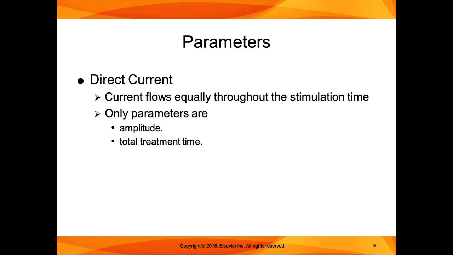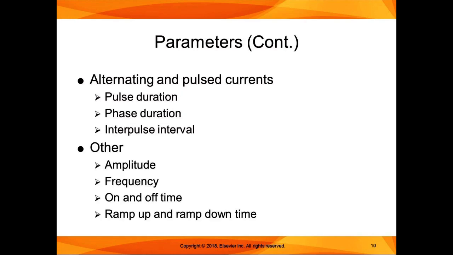In direct current, the only parameters that we have, since the current is flowing equally through stimulation time, there is no pulse duration or phase duration. The only parameters are the amplitude and the total treatment time. For alternating and pulse currents, we have the pulse and phase duration and the interpulse interval, as well as amplitude, frequency, on-off time, and ramp time. So we will talk about all those parameters with the individual applications.